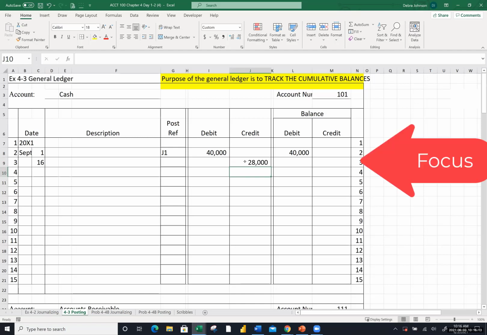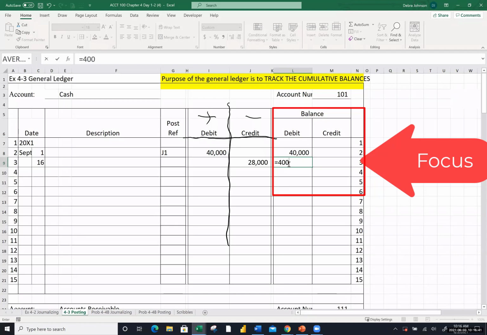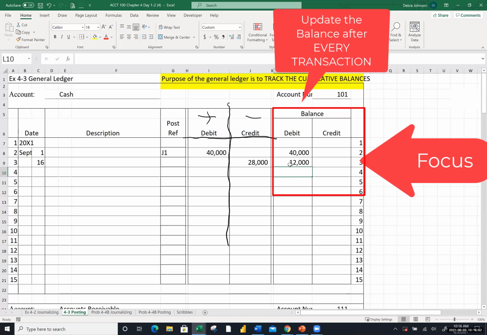It's almost as if you think about this as a big T account. So what we need to do, and the challenging part here, is did that pull our balance up or down? Well, this is what assets look like. Going back to those rules of debits and credits, that 28,000 pulled my cash balance down. So I don't have 40,000 anymore. I have on my calculator 40,000 minus 28,000. Maybe you can do that in your head. I have 12,000. That's the whole purpose of this ledger, is to track the balances.